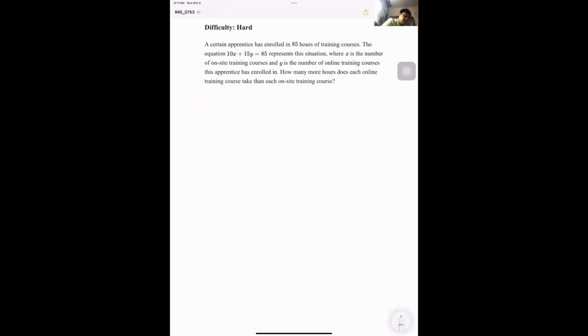Next question. A certain apprentice has enrolled in 85 hours of training courses. The equation given represents the situation where x is the number of on-site training courses and y is the number of online training courses this apprentice has enrolled in. How many more hours does each online training course take than each on-site?